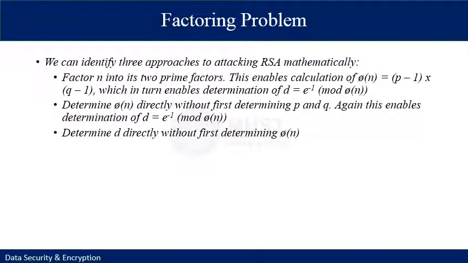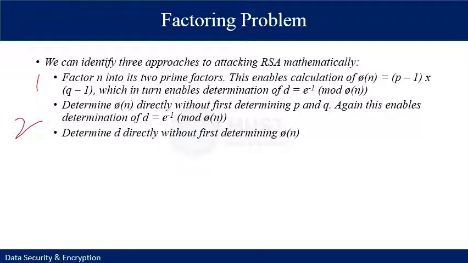Therefore, we can identify three approaches to attacking RSA mathematically. The first approach states that you have to factor n into its two prime factors. This enables the calculation of the Euler function (p-1)(q-1), which in turn enables the determination of the decryption key by finding the encryption key and taking the inverse modulo the Euler function.